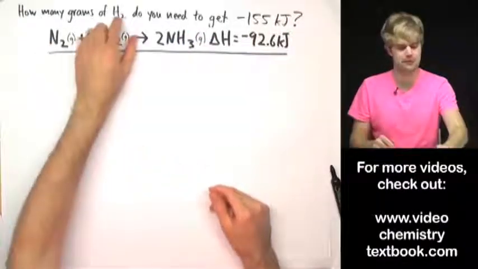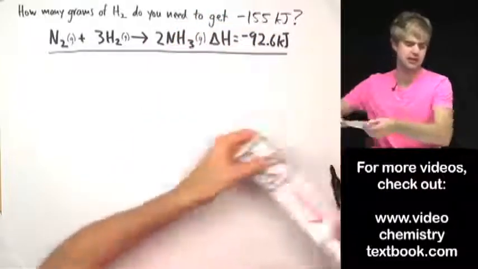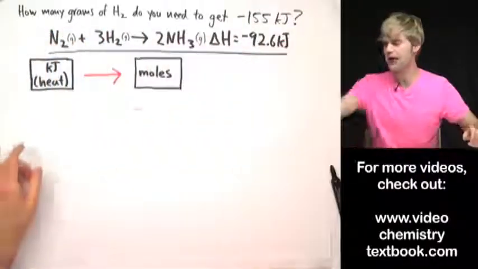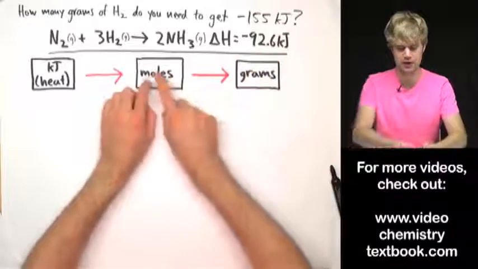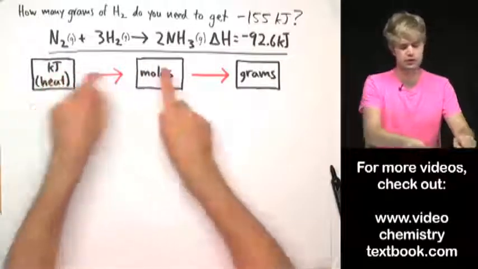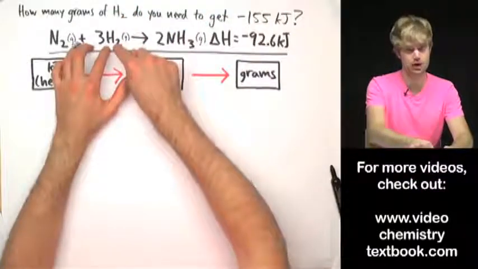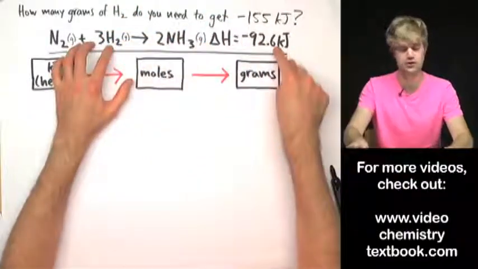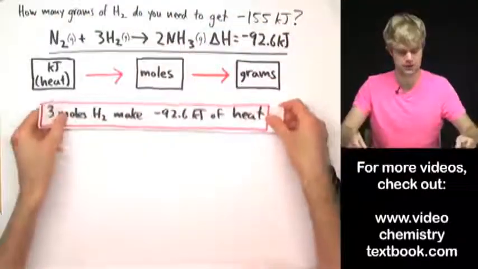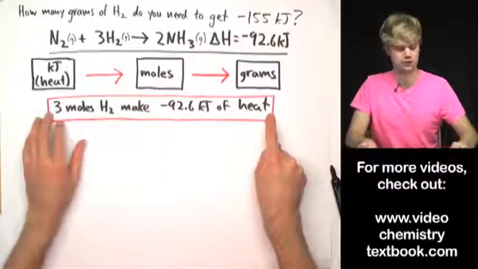Here we're going to figure out how many grams of H2 we need to get negative 155 kilojoules. We're going to use the same plan of attack that we did earlier. We're going to go from kilojoules to moles using the information that's in this equation. And then once we have moles, we'll use a molecular weight to go from moles to grams. Okay? So the first thing we do to go from kilojoules to moles is we look up here at the equation. We are concerned with H2, with hydrogen here. And notice there's a 3 in front of hydrogen in this equation, which means that 3 moles of hydrogen make this much heat. So we'll write it like this: 3 moles H2 make negative 92.6 kilojoules of heat.